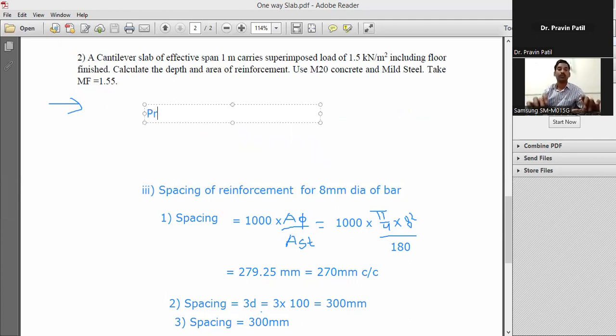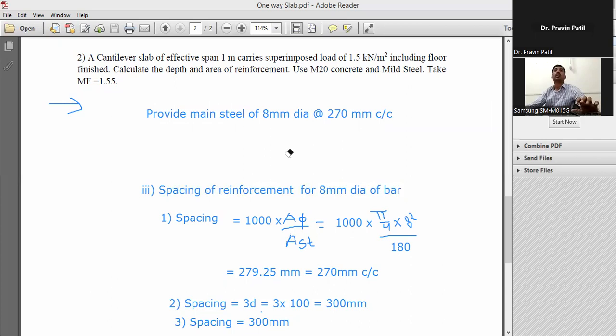So provide main steel of 8 mm diameter at 270 mm center to center. Okay, so this one is the main steel.